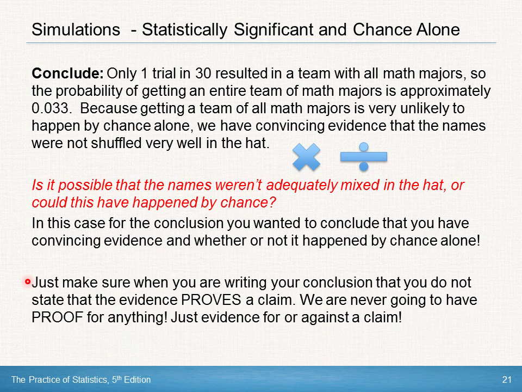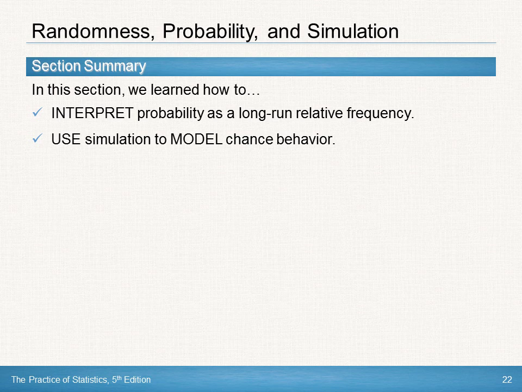Just make sure when you're writing your conclusion that you state you have evidence that supports the claim. You are never going to have proof for anything. Okay, we have no proof whether or not they mixed the hat up well. It's just evidence saying, hey, that's a pretty low probability, so I sort of think you didn't really mix the hat up as well as you should have. Okay, so in this section, what did we learn to do? We understood probability as a long-run relative frequency, and we used our simulation in order to model chance behavior.